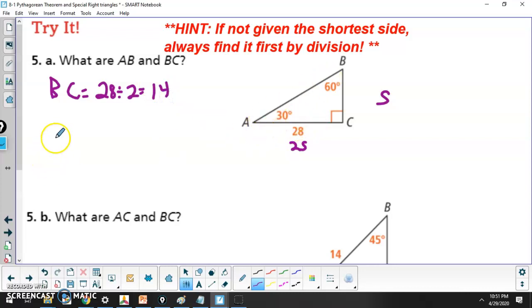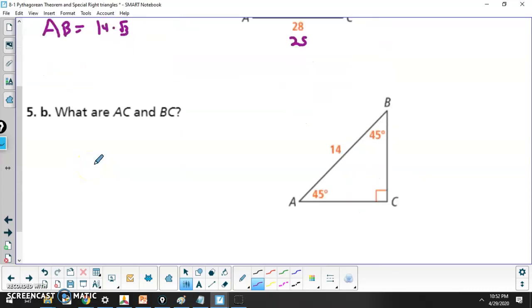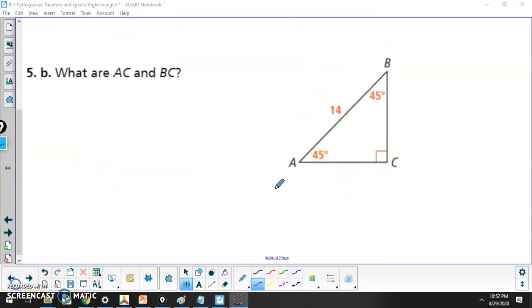Now, if I want to find the hypotenuse, it is just equal to the short side times the square root of 3. Okay, so it'd be 14 times the square root of 3. All right, let's look at this one down here. Okay, make sure you go ahead and try it without my help here, and we'll see what you get.